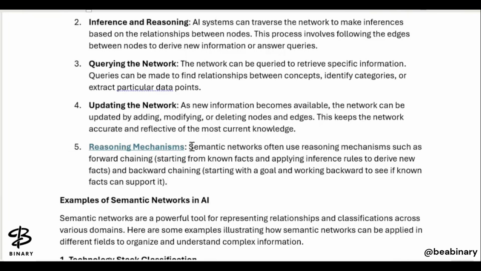So semantic networks often use reasoning mechanisms such as forward chaining, starting from the known facts and applying the inference rules to derive new facts. And backward chaining also will be there, starting with a goal and working backward to see if the known facts can support it, right? For a particular working or particular domain specific knowledge here.